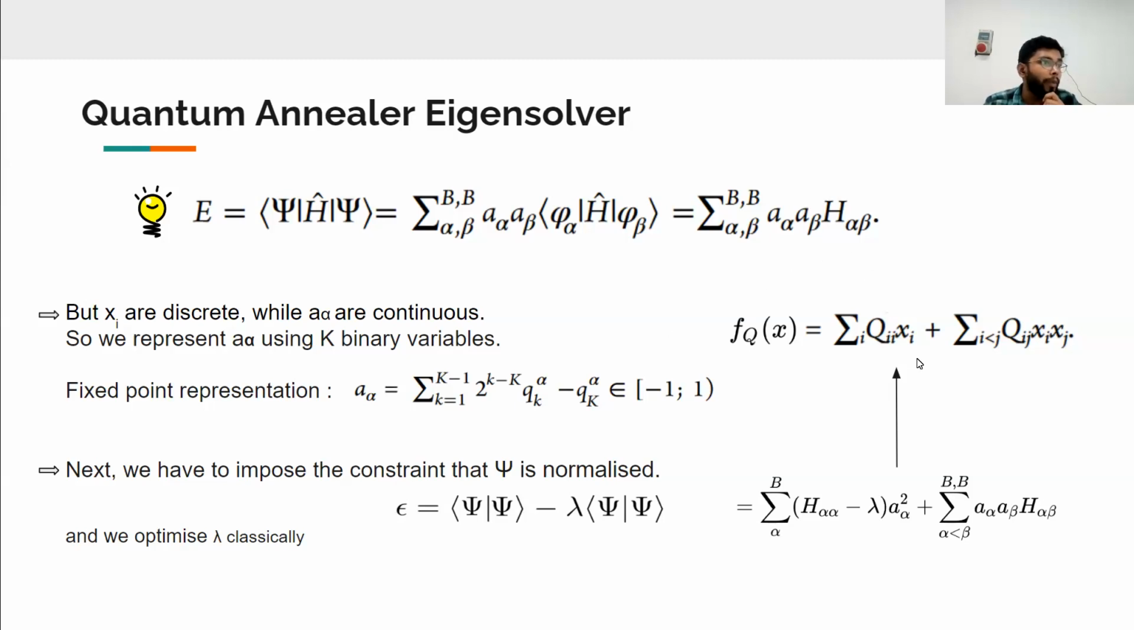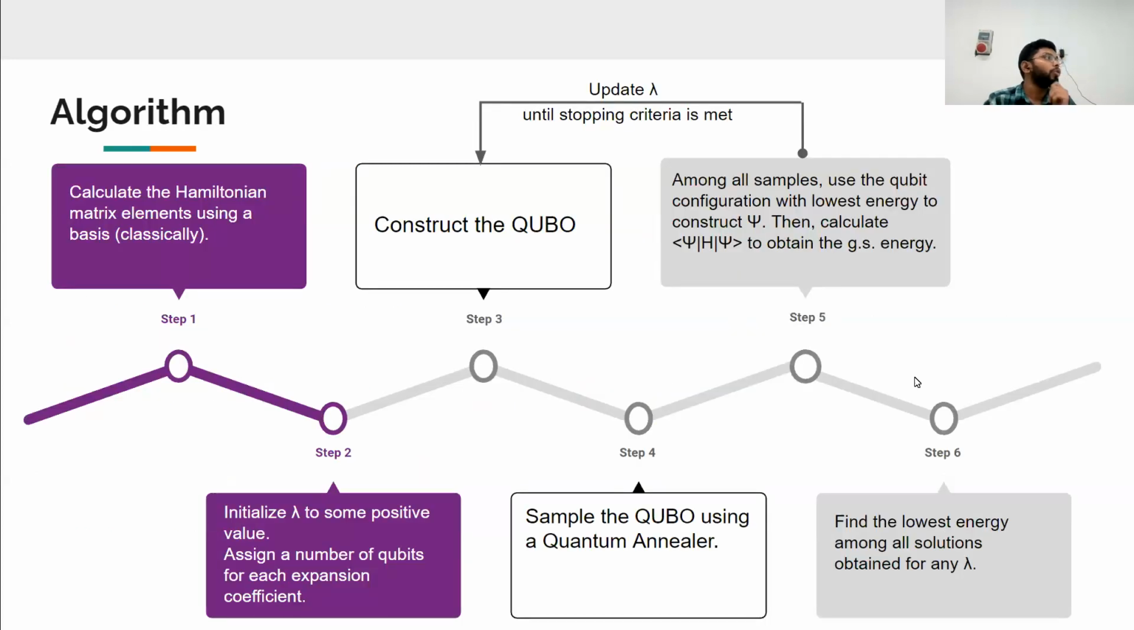To make this mapping, we use a fixed point representation so that we can convert a fractional number to a binary string of bits, and these bits will be computed using the qubits. Next, we impose the constraint that psi is normalized, so that we have the expression psi H psi minus lambda times psi psi minus one, and this we have to minimize using the quantum annealer. This gets converted to this form, expanded in terms of the expansion coefficients, and then it gets mapped to the QUBO problem.